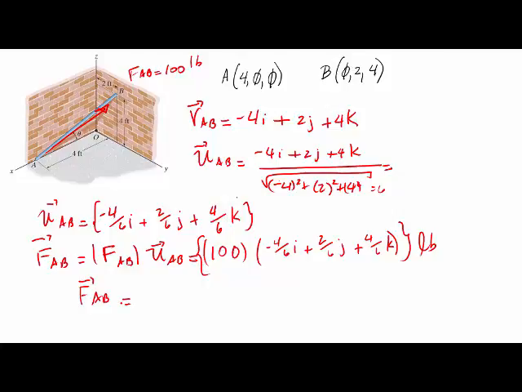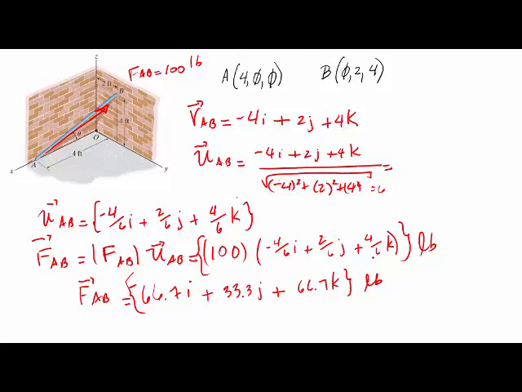100 times 4 divided by 6. Calculators, everybody calculators out. 66.7 I plus, plus, and this is pounds. Okay? Now for my sake, I'm going to write down that number too.